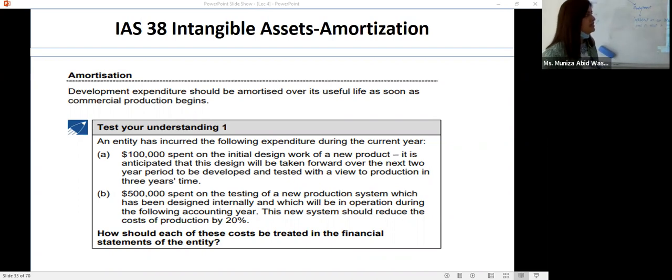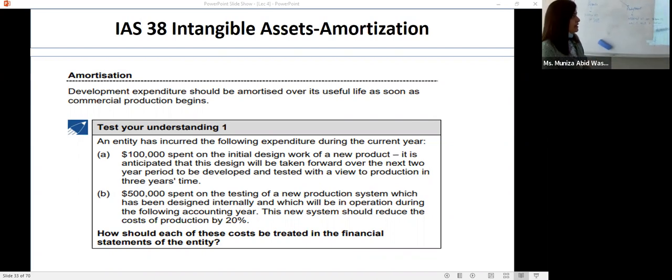It is anticipated that this design will be taken forward over the next 2-year period to be developed and tested with a view to production in 3 years' time. Is it going to be capitalized? No. Initial design work is not going to be capitalized. 100,000 is going to be written as a revenue expenditure in your statement of profit or loss.